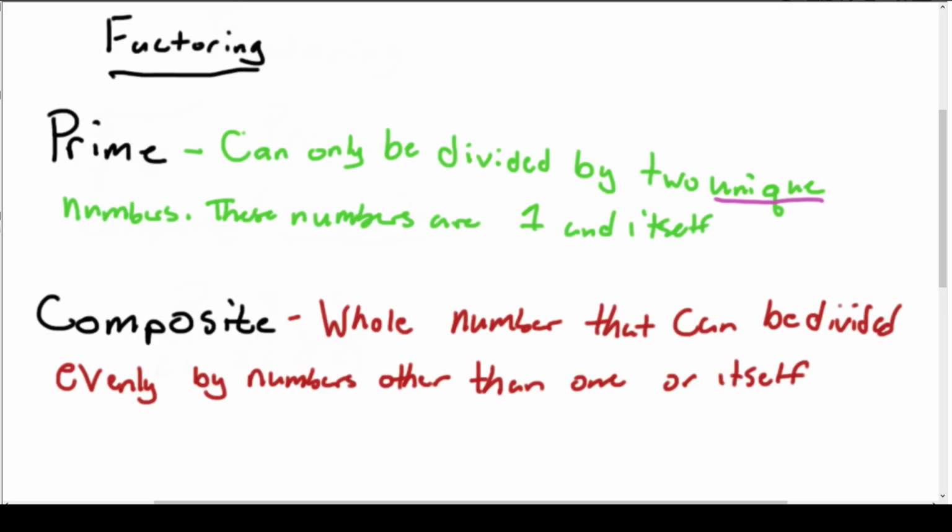I'll be monitoring them. But today we're going to talk about factoring. Before we actually start factoring any numbers, we need to learn the difference between a prime and a composite number. A prime number can only be divided by two unique numbers, and these numbers are one and itself. Now you see I underlined or highlighted "unique" in a different color because we have to consider the definition of what unique means.